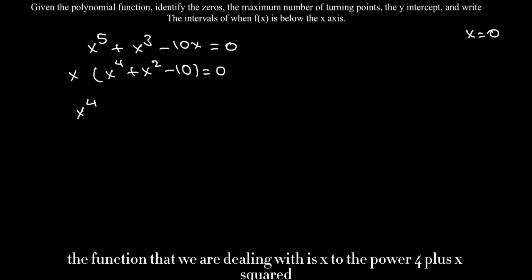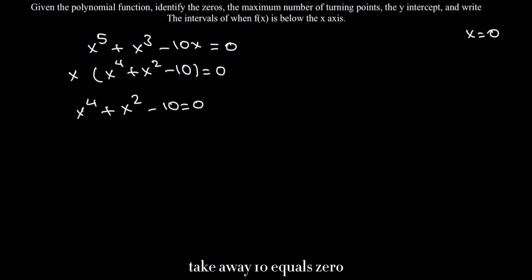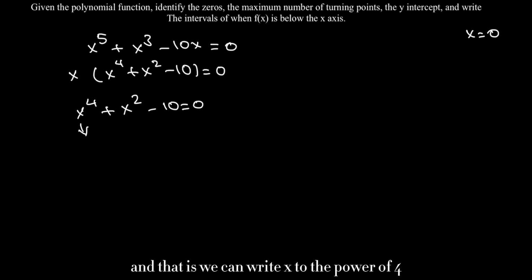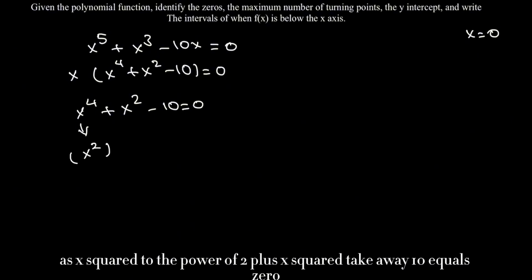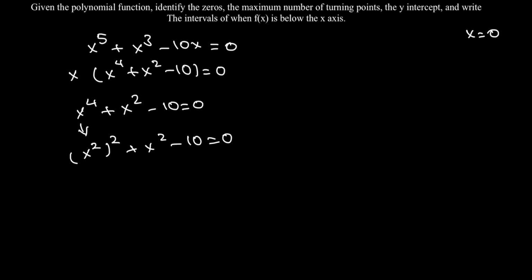Now the function that we are dealing with is x to the power 4 plus x squared, take away 10 equals 0. Let's try to simplify this degree 4. Now there's a trick that you can use, and that is we can write x to the power 4 as x squared to the power of 2 plus x squared, take away 10 equals 0.